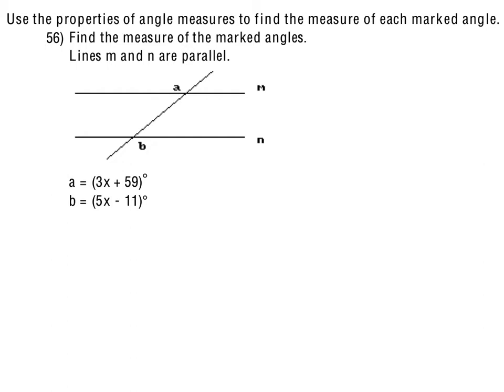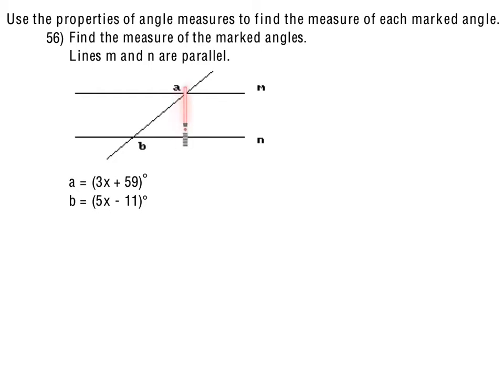We'll start here. We've got this diagram where lines M and N are parallel. We're given expressions for the measurements for angle A and angle B, and we need to figure out how to find the measures of those angles. One key thing is to make sure we understand the relationship between those angles. When these lines are parallel, there's really only two different angle relationships. They're either equal or they are supplementary.